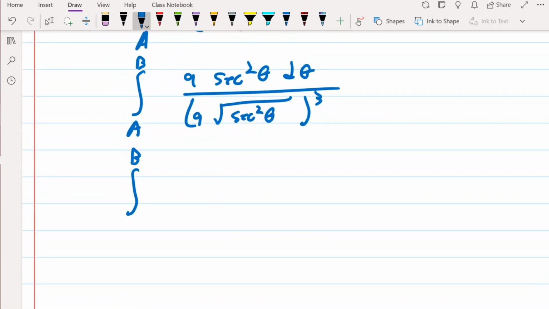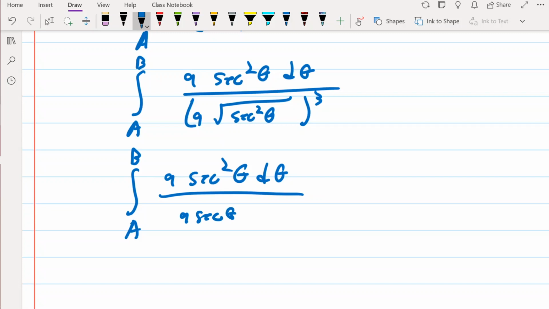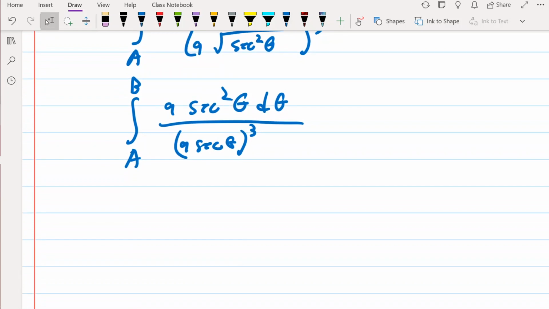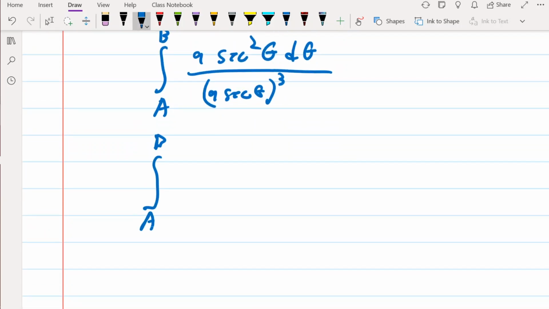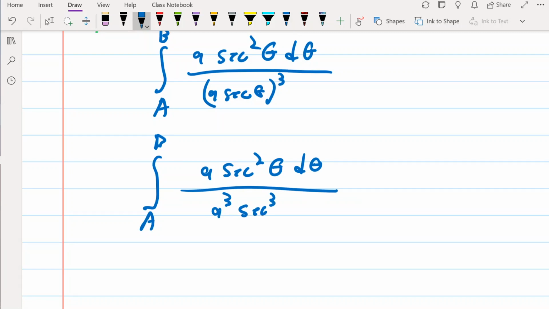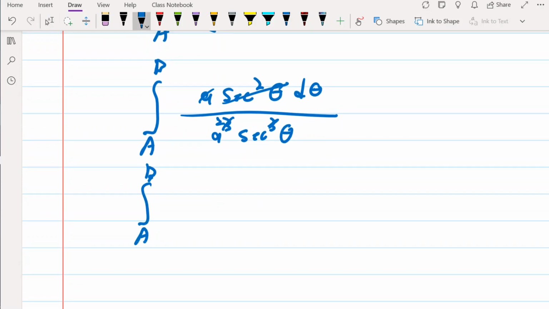So now the integral from alpha to beta is going to be a secant squared theta d theta all over a times secant theta to the third power. So now we're going to distribute that. It is going to be from alpha to beta of a secant squared theta d theta over a to the third power times secant to the third power of theta. From here we can cancel out an a, and we can cancel out some of our secant to the third power. So now we get from alpha to beta, d theta over a squared times secant of theta.